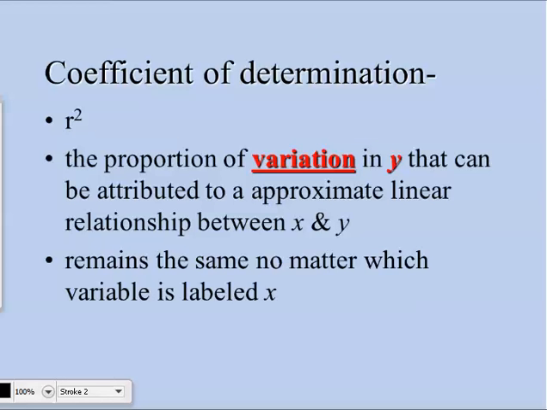So, having said that, the coefficient of determination, the r squared number, is the proportion of variation in y that can be attributed to an approximate linear relationship between x and y. We've already looked at r, haven't we? So r squared is used also? Yes, Mr. Green, that's correct. It remains the same no matter which variable is labeled as x, but this r squared will give you a proportion of the variation in y that can be attributed to a linear relationship.